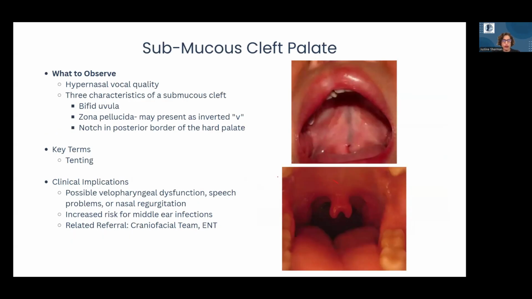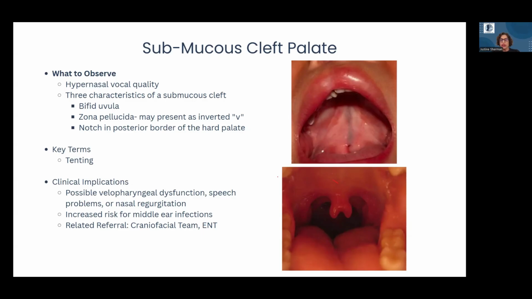What I will go over though is submucous cleft palates because that is often missed because the mucosa is intact. So structural deficits can be subtle, but have significant impact on speech and resonance and swallowing. So during the OPE, I focus on careful visual inspection of the palate, on the uvula and the posterior hard palate, keeping in mind that subtle signs may affect velopharyngeal function and require a referral.